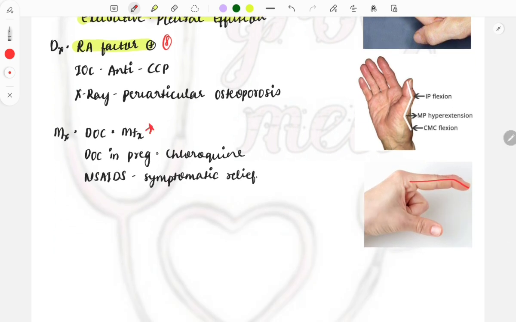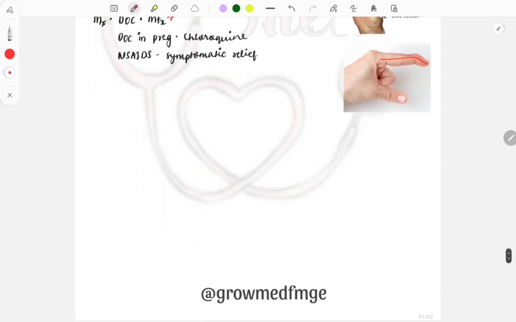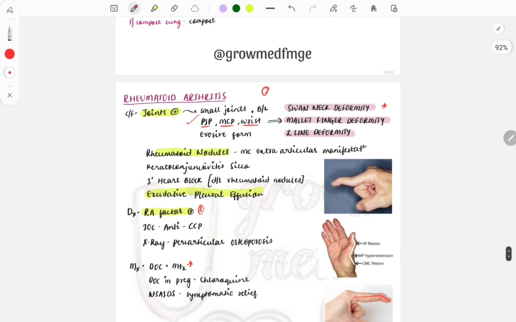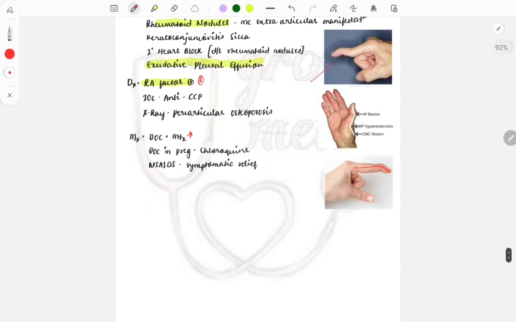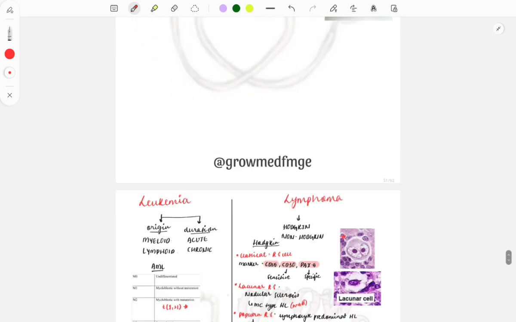This is also a PYQ asked, and this or the other things like drug of choice in pregnancy, and the next is the drugs for symptomatic relief. Okay, so that's all from rheumatoid arthritis, and these are the images which you must remember, because image based questions actually play a very important role, and they will definitely help you to reach the diagnosis easily.